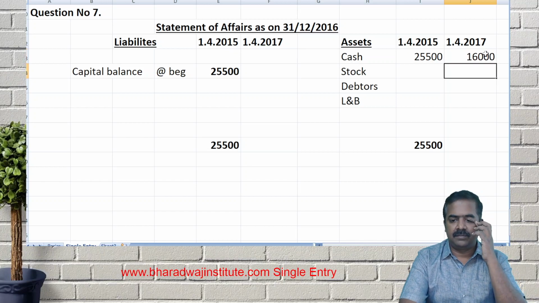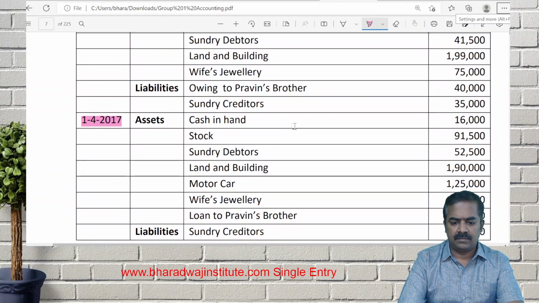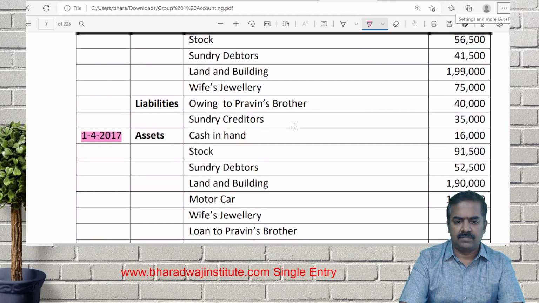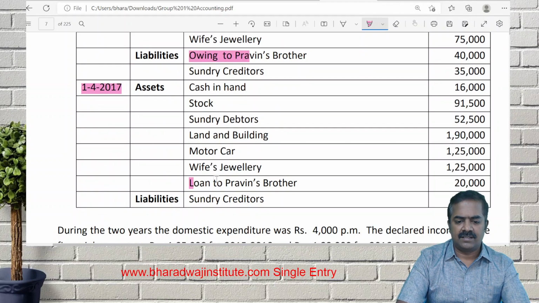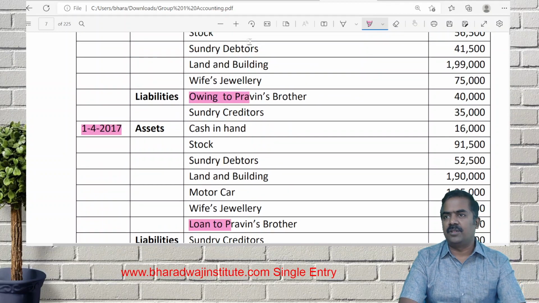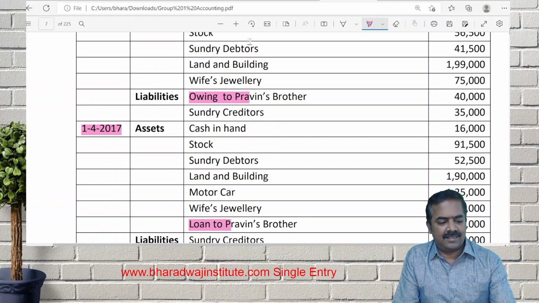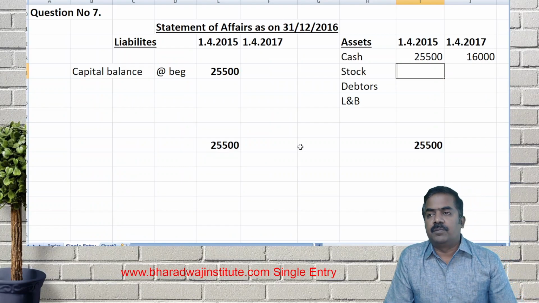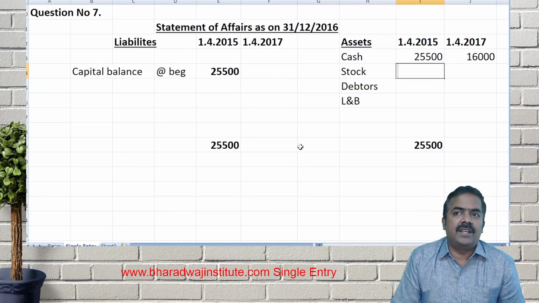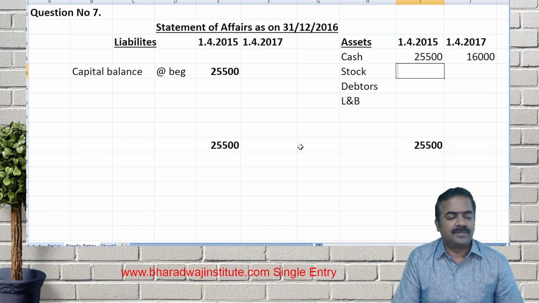Sir, owing to Praveen, 20,000. If you have a loan to Praveen, 20,000. One is a liability. This is a liability. This is an asset. During the 2 years period, they would have repaid the loan and given the loan to him. And we can assume that owings are like money taken from Praveen's brother for business purpose, not for personal purpose.